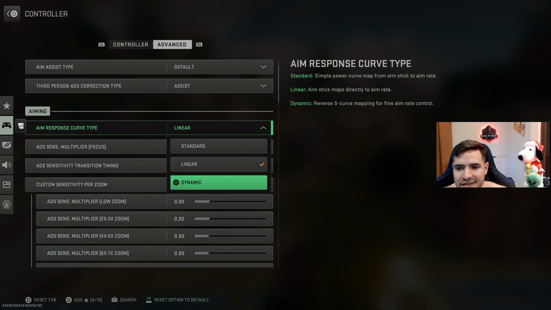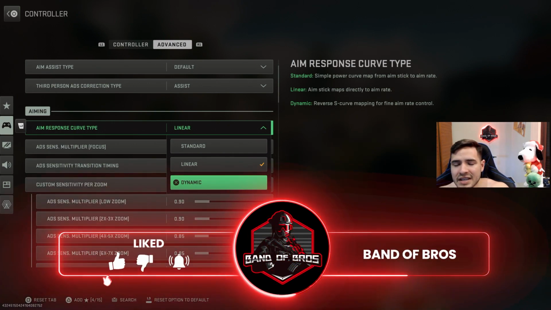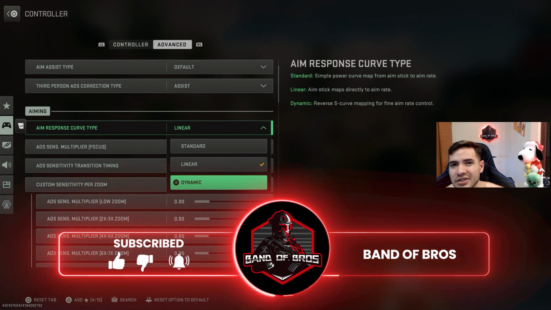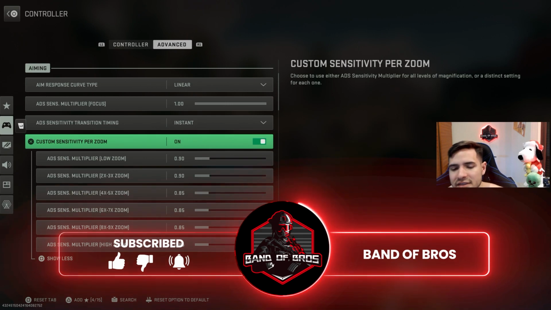What linear does is basically like a mouse, right? Whatever speed you move to the right or to the left or down, or if you only move halfway, it's always going to move at the same speed. So in theory, with dynamic, you could play with a little bit higher sensitivity because you're going to have those slowdowns. And with linear, you want to play with a little bit lower sensitivity, but it's going to be a lot snappier. If you guys haven't switched to linear, I definitely recommend it because once you do, you will never go back.